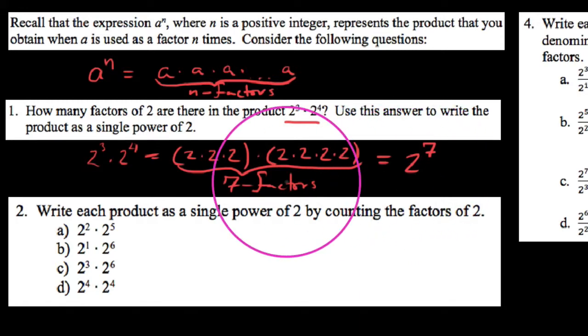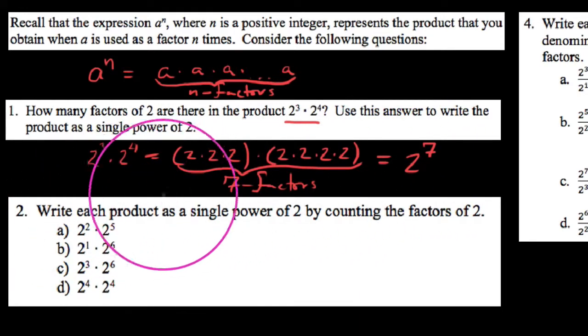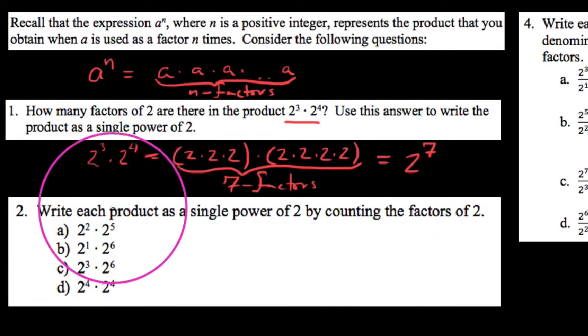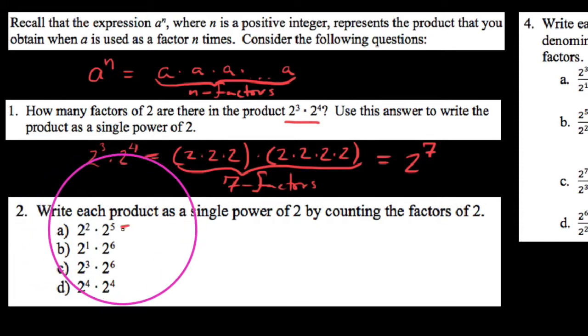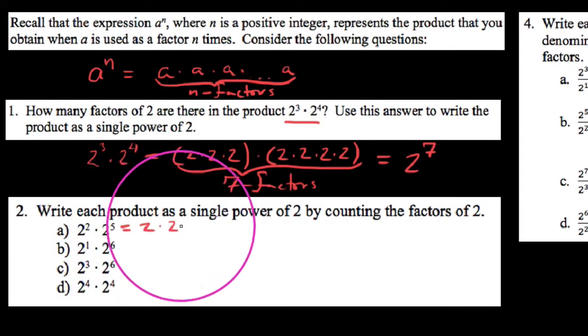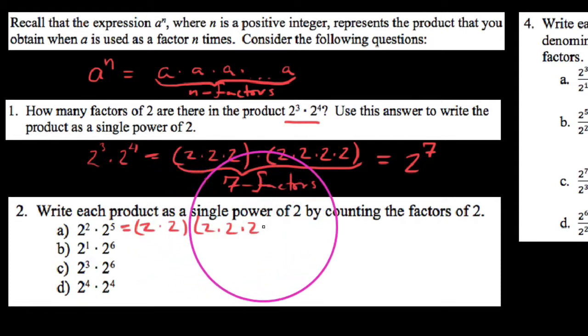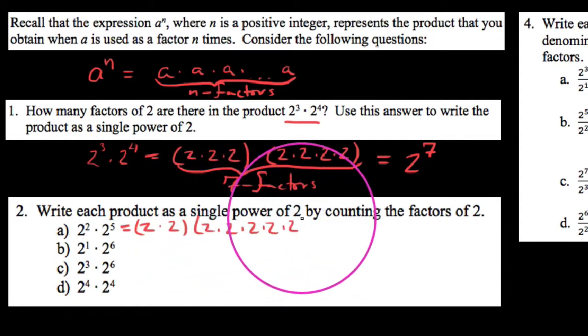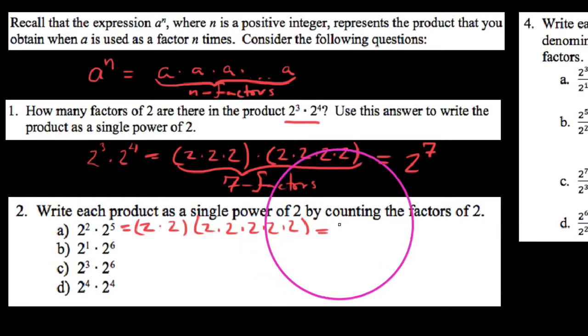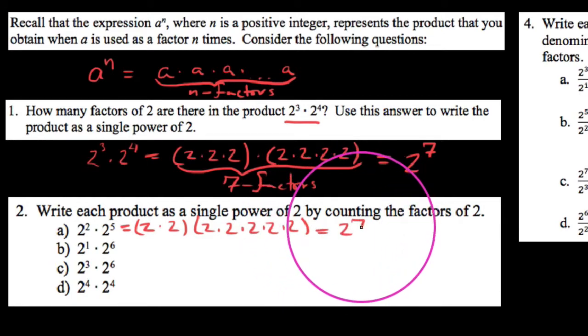Knowing this, we can take a look at any of these products. That was 2 to the third times 2 to the fourth. What if we took 2 squared times 2 to the fifth? It is not the case that we need to write all these out, but you start to see a pattern develop after you've done a few of these. We're taking 2 factors of 2 times 5 factors of 2, and the question is how many total factors of 2 we have. We also have 2 to the seventh here.